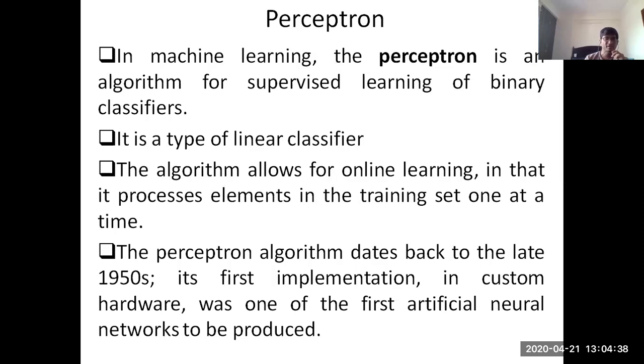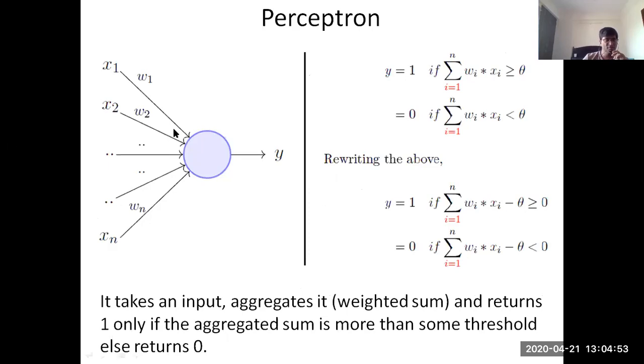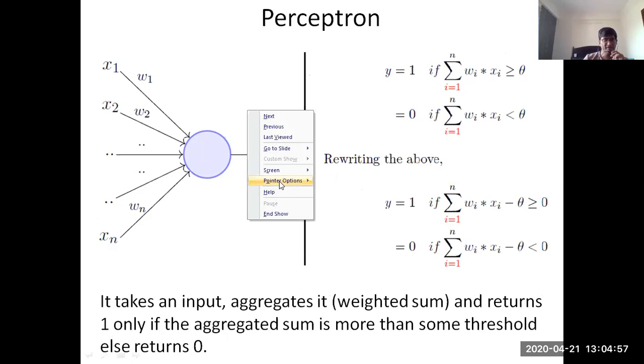The Perceptron algorithm is not a new algorithm. It dates back to the 1950s, where the first implementation came in the form of custom hardware, and it is considered to be one of the first artificial neural networks to be produced. So let us look at the basic architecture of this network.